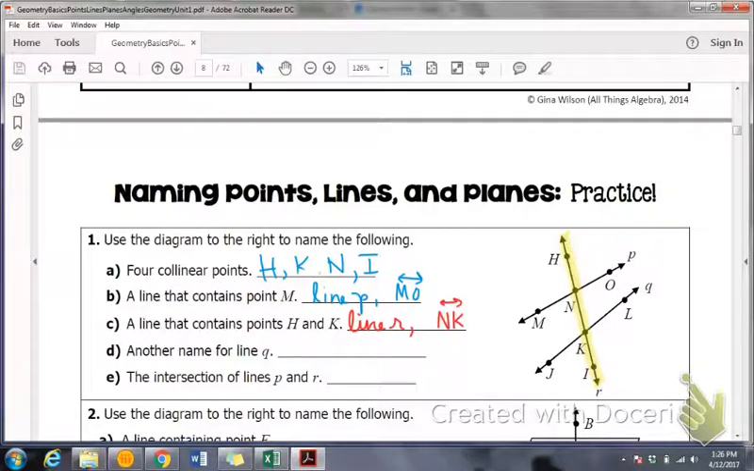All right, now I'm going to start calling on people. Don't get nervous. Letter D, what's another name for line Q? Another name for line Q. Tylea? JK. Excellent. So we could say that's going to be line JK.